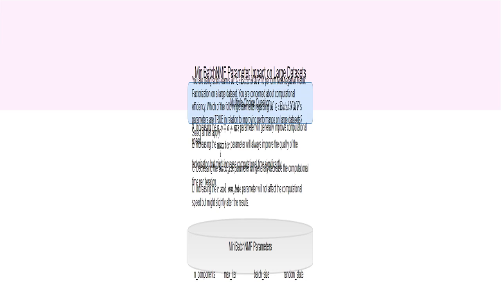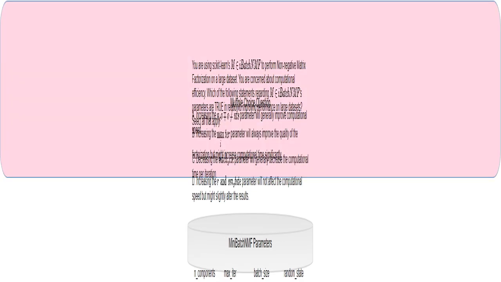I'm examining how different parameters in scikit-learn's MiniBatchNMF affect its performance with large datasets. We'll look at how each parameter impacts speed and accuracy. This is a multiple-choice question testing your understanding of how MiniBatchNMF parameters behave. I'm focusing on 4 key parameters within MiniBatchNMF.